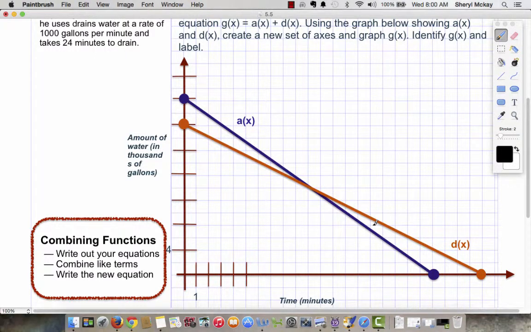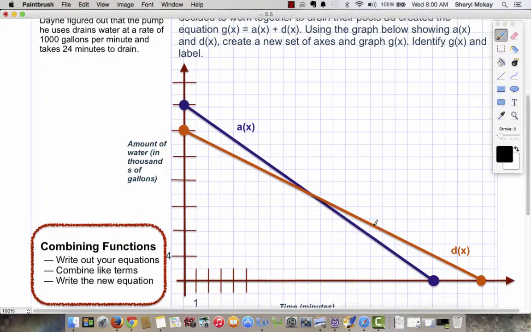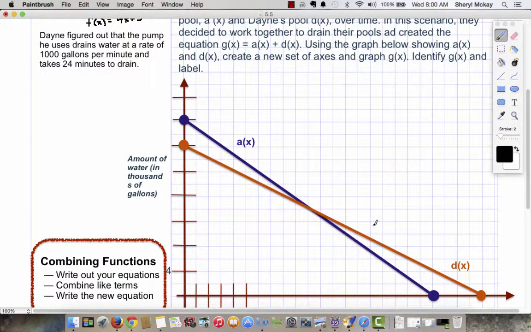So we're going to now try to write some equations for these lines. Let's see if we can write an equation for the line. And I'm going to help us by giving a little bit of information. Up here, it says Dane figured out that the pump he uses drains water at a rate of 1,000 gallons per minute, and it takes 24 minutes to drain. So his pool drains at 1,000 gallons per minute, and it took 24 minutes.